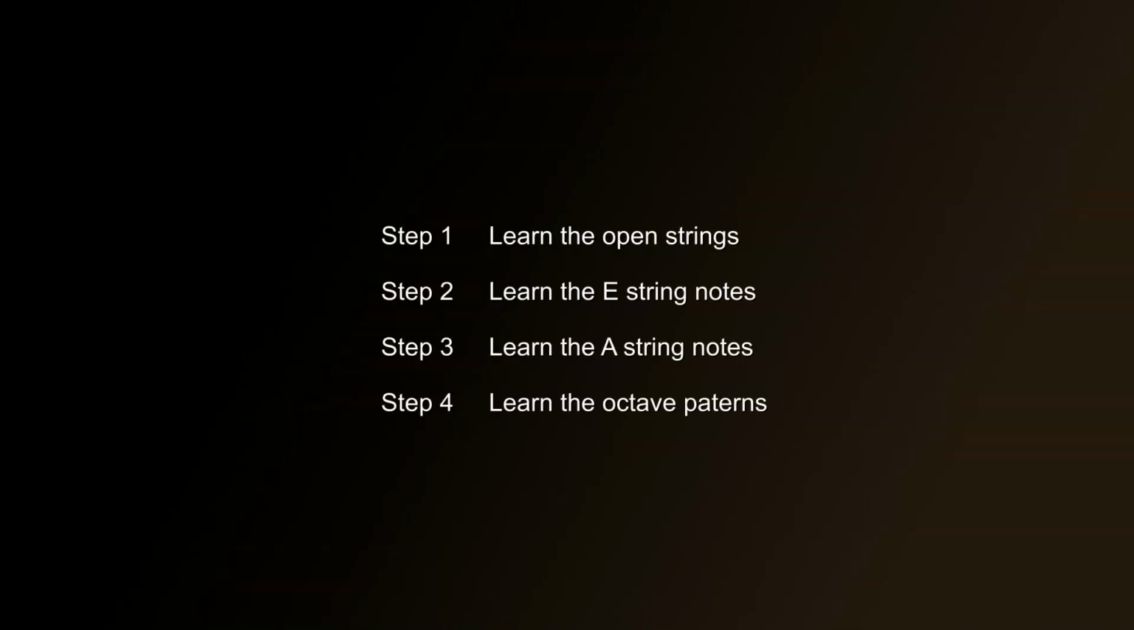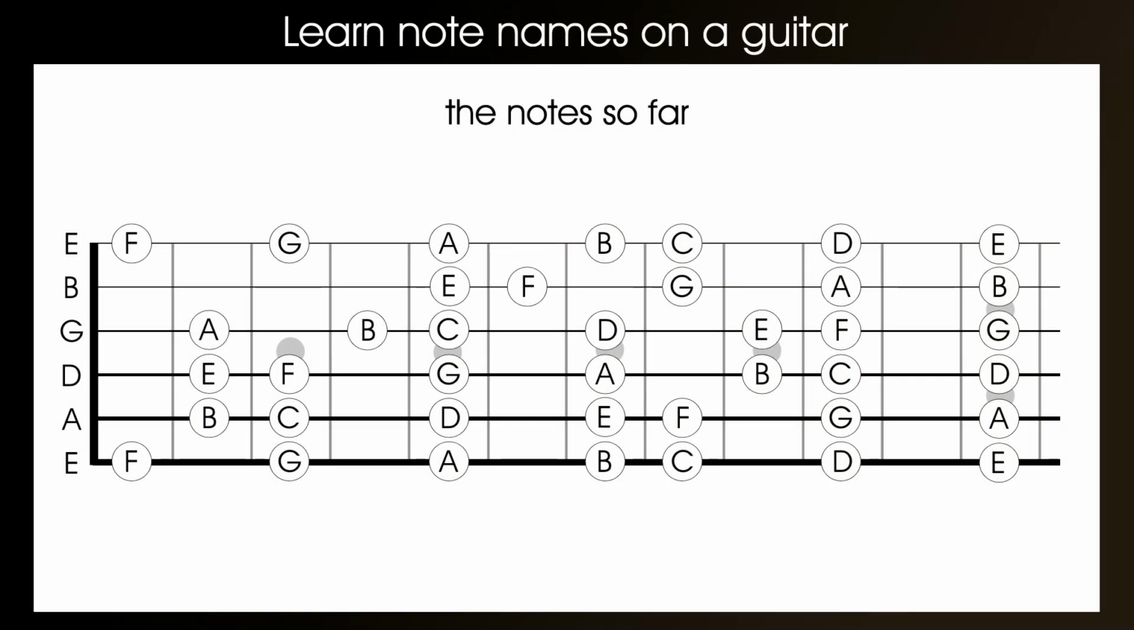To summarise then, the 4 steps are: Step 1, learn the names of the open strings. Step 2, learn the names of the notes on the bottom E string. Step 3, learn the name of the notes on the A string. And step 4, learn the octave patterns. By following these 4 steps, you'll know all these notes and more.